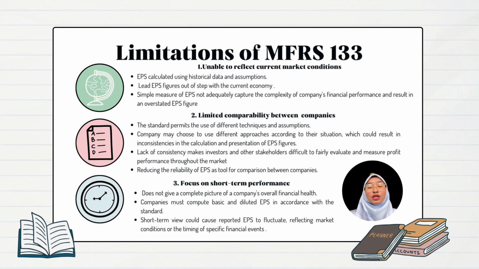Lastly, the third limitation of MFRS 133 is that it focuses on short-term performance, which does not necessarily give a complete picture of a company's overall financial health. Companies must compute basic and diluted EPS in accordance with the standard, with an emphasis on the financial effects that would be felt right away, such as possible conversion or exercise of securities during the reporting period. This short-term view could cause reported EPS to fluctuate, reflecting short-term market conditions or the timing of specific financial events rather than the company's sustainable long-term earning potential.